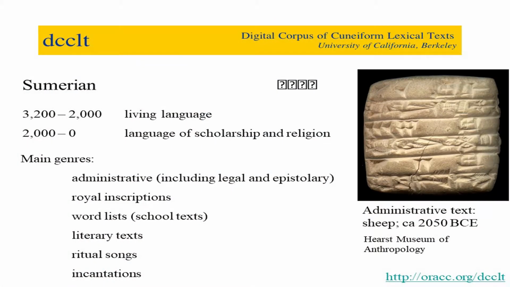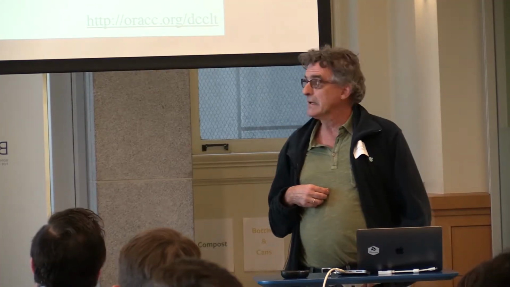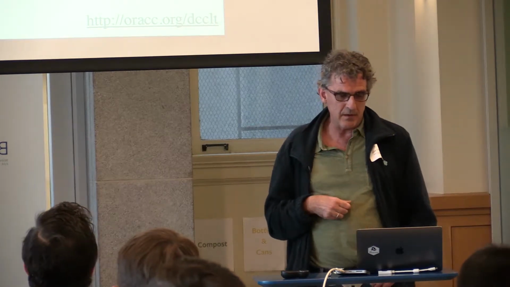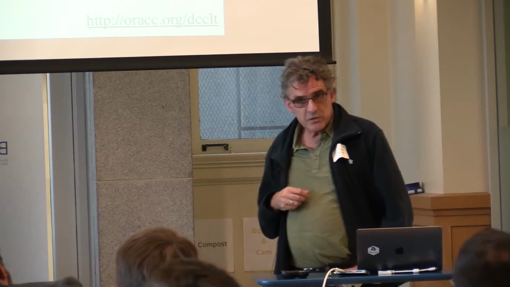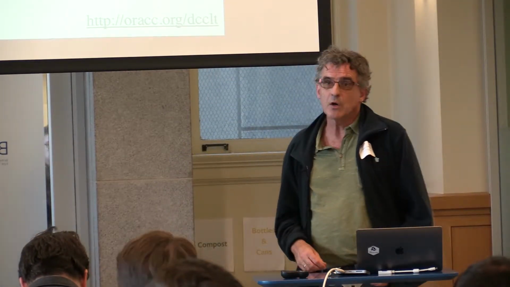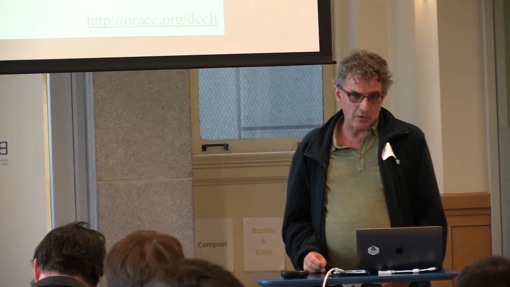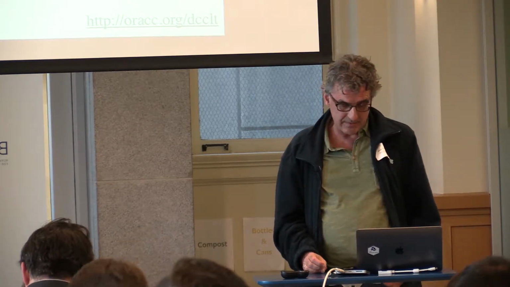So about Sumerian. Sumerian was a living language in the 3rd millennium BCE in the deep south of what is now Iraq. It was written in Cuneiform, as you see here in the example text. It continued to be used, however, for a very long period, for about 2 millennia, from around 2000 to 0, as a language of scholarship and religion and literature.